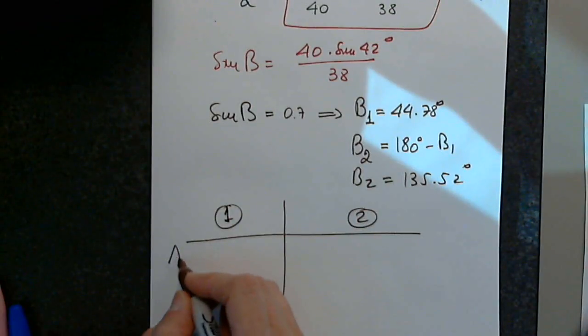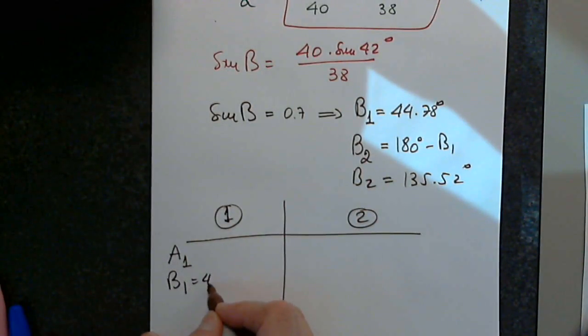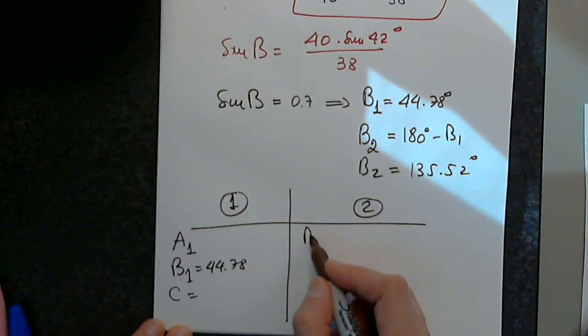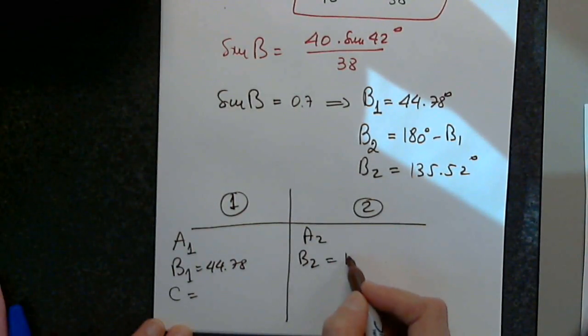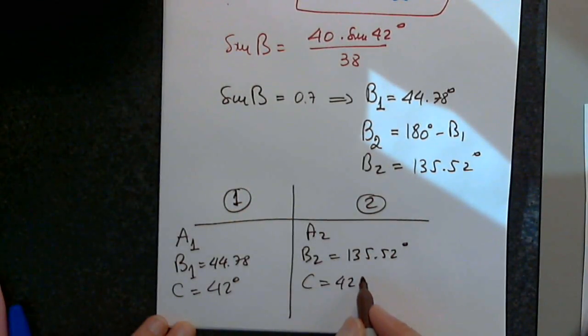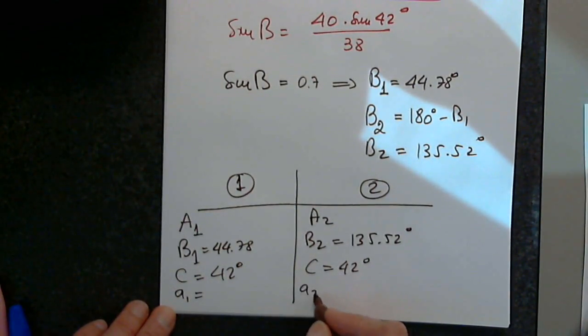I will write uppercase A1, uppercase B1, which is 44.78. I will write C, which is the same in both. So A2 and B2, you gave me 135.52. C is the same, 42 degrees. No one can change C. Little a1 is unknown. We'll have to determine it, and a2.